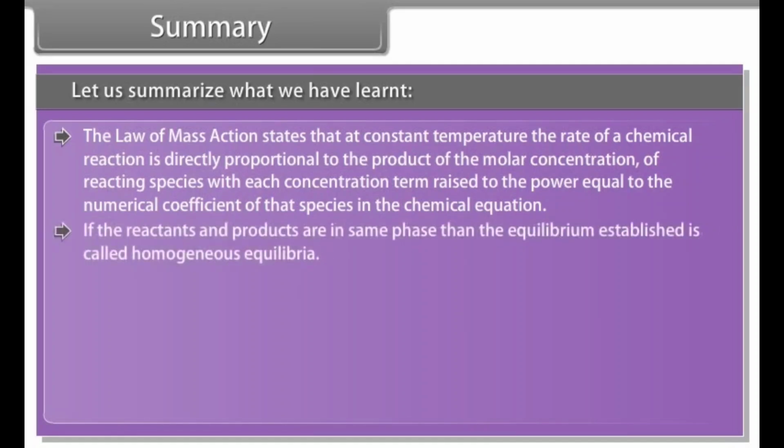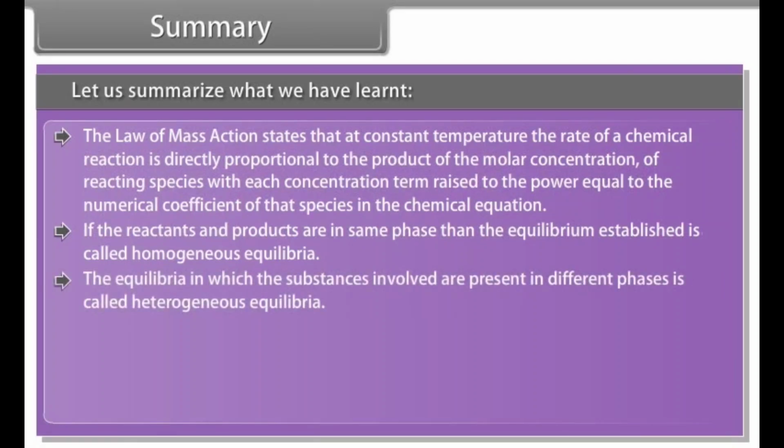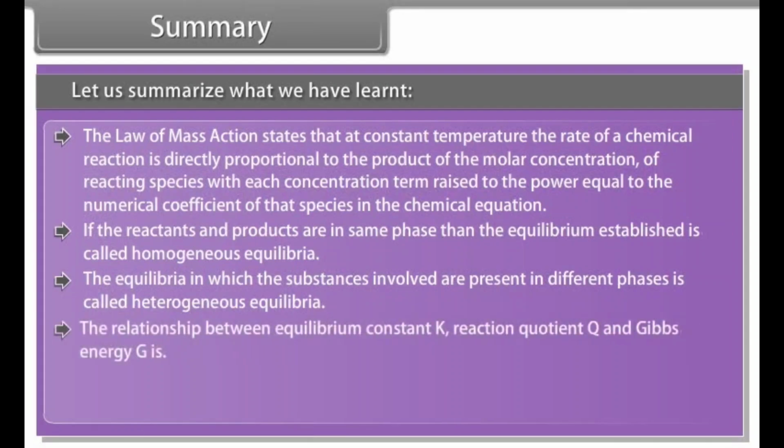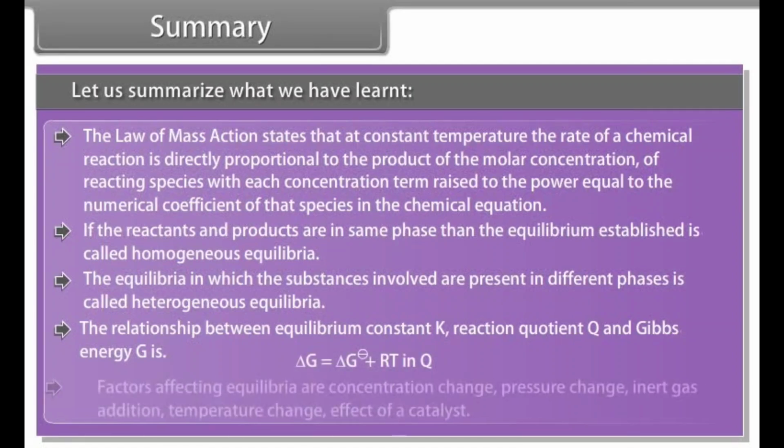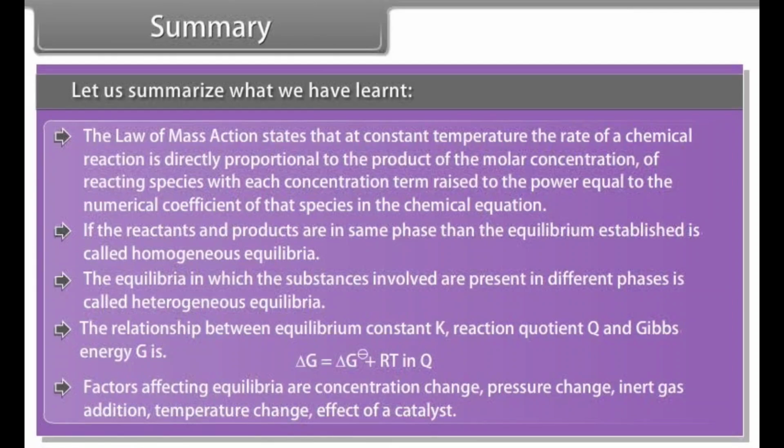If the reactants and the products are in the same phase, then the equilibrium established is called homogeneous equilibria. The equilibria in which the substances involved are present in different phases is called heterogeneous equilibria. The relationship between equilibrium constant K, reaction quotient Q, and Gibbs energy G is given. Factors affecting equilibria are concentration change, pressure change, inert gas addition, temperature change, and effect of catalyst.